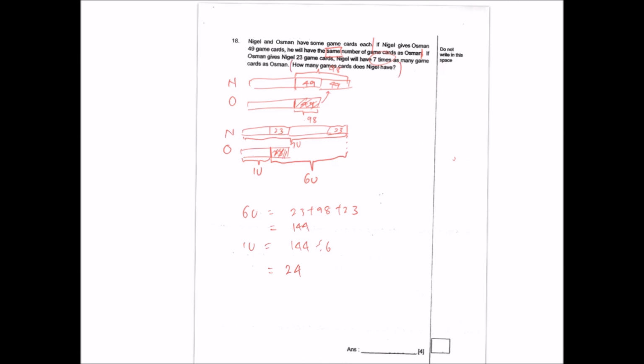How many game cards does Nigel have? All of these things did not happen, none of these things happen. So we want right at the start over here, right at the start. Okay, so we need to know only this portion. We do not want to find this 23. Okay, so we take 7 units, which is 24 times 7, which is 168, minus 23 to get the answer 145. Alright, so the answer is 145.